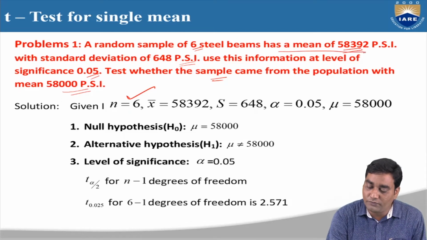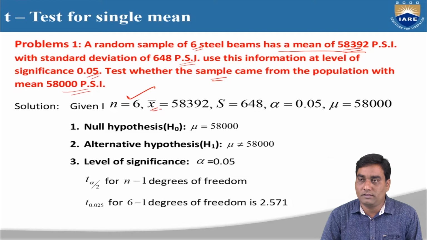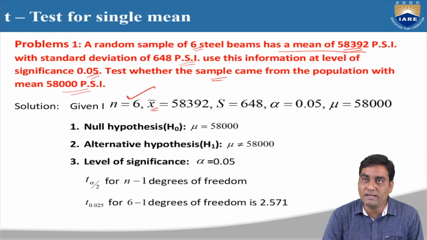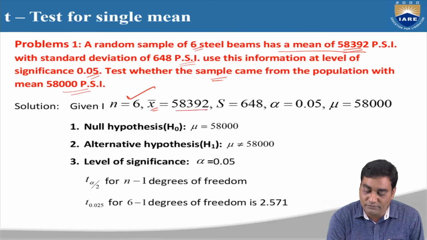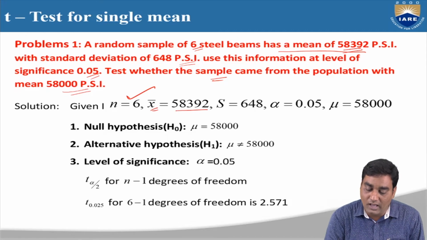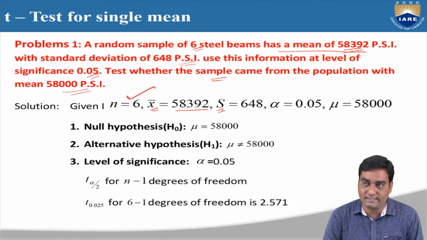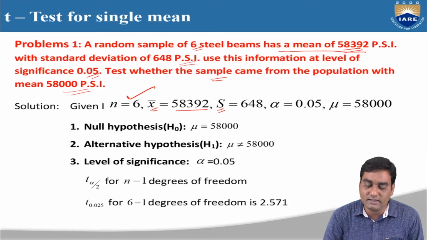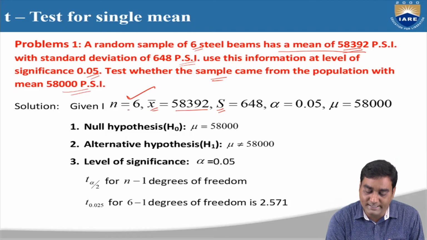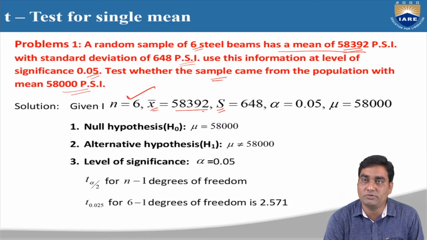And has a mean of, which mean? The sample mean. The sample mean is denoted by x bar. That mean is also given, 58,392 pounds per square inch. So the x bar value is given, 58,392. With the standard deviation, which standard deviation? The sample standard deviation, and we know that the sample standard deviation is S. That value is also given, which is 648. So from the first sentence of the problem, we got the values n equal to 6, x bar equal to 58,392 and s equal to 648.